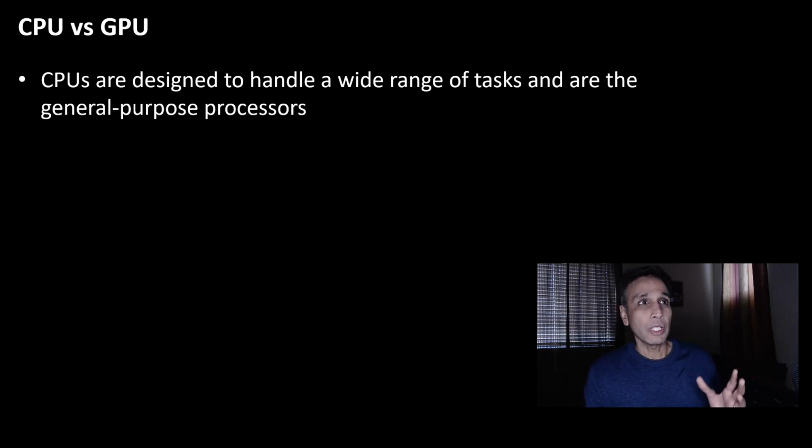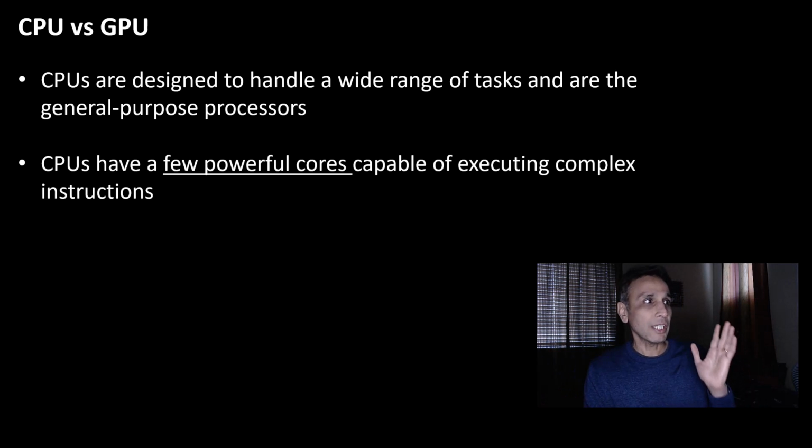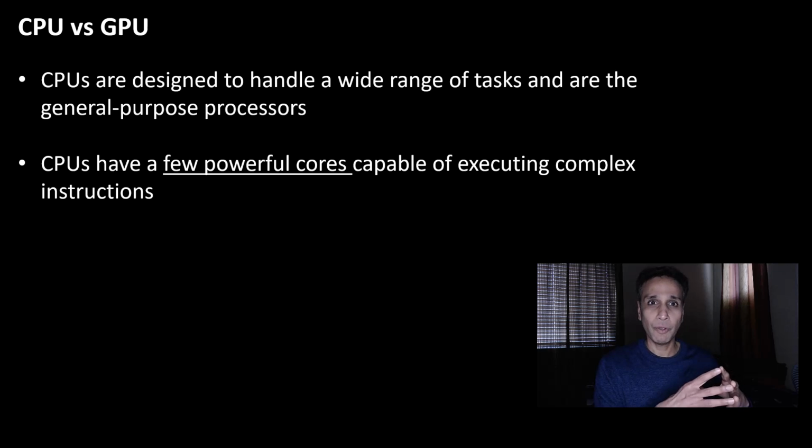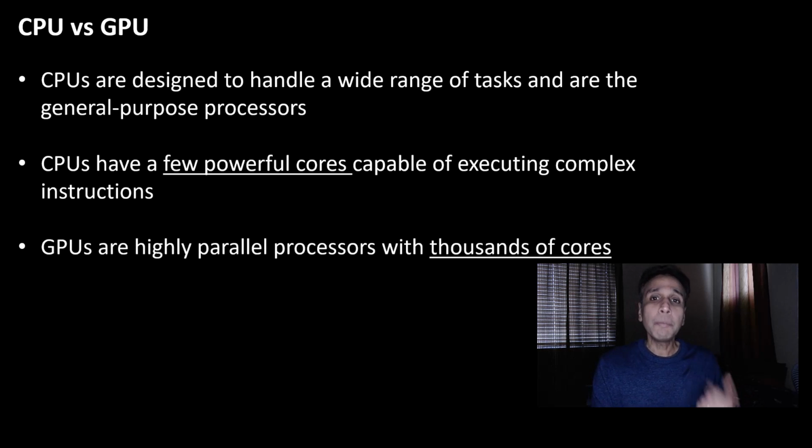First of all, CPUs are designed to handle a wide range of tasks and are general purpose processors. They are great general purpose processors, designed to do many different things, not just one thing. We'll get to GPUs in a minute, but CPUs have a few powerful cores. When you look at the specifications, you see 24 cores or so. They don't have thousands of them. They are very powerful, and they are designed to perform complex instructions for a variety of tasks. But GPUs are designed for parallel processing, and they have thousands of cores compared to CPUs.